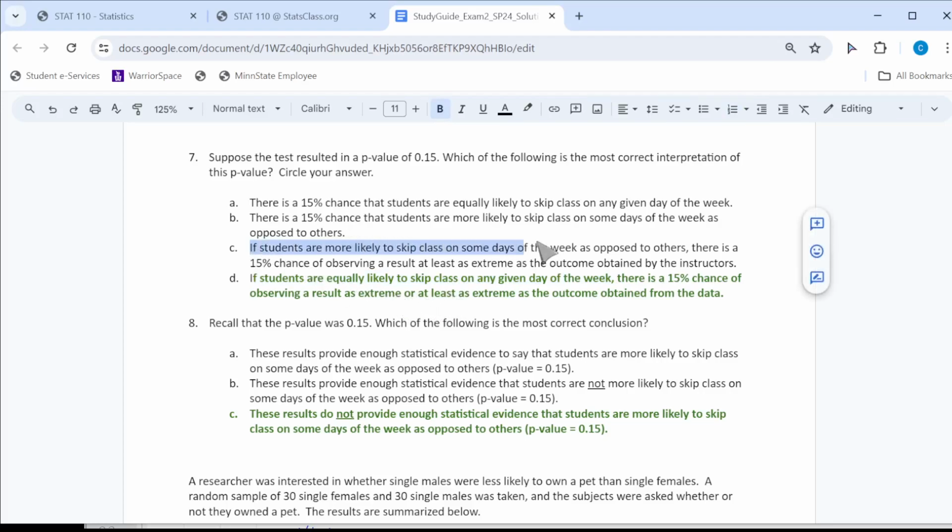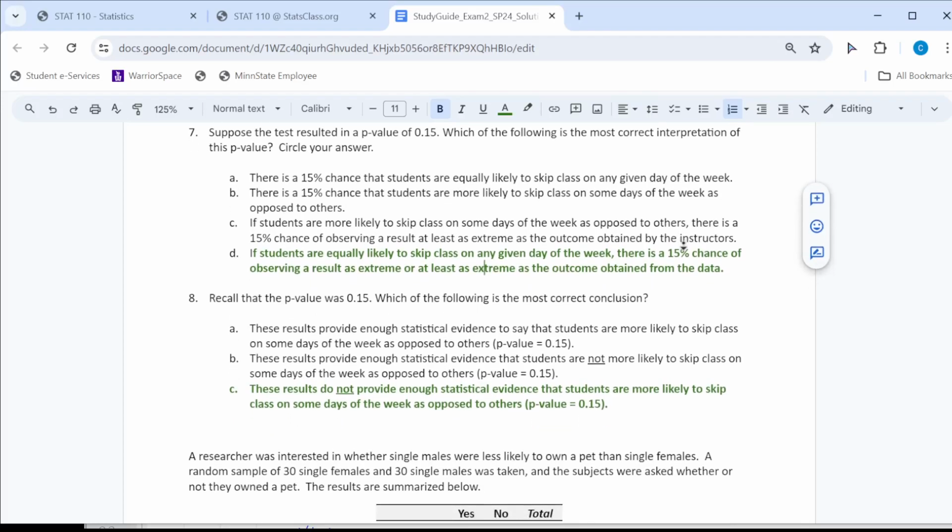C, this first part, is not how the expecteds are computed. So C is not correct. And A and B are just distractors there that aren't relevant.